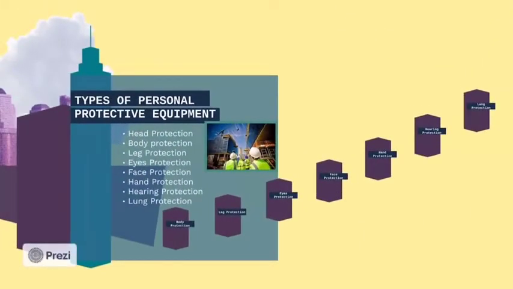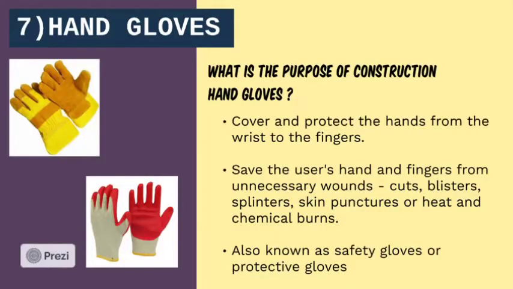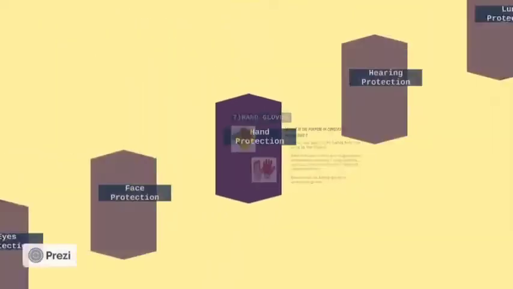Next, we move to the hand protection. The hand protection commonly used is the hand glove. What is the purpose of a construction hand glove? It covers and protects the hands from the wrist to the fingers, saving the user's hands and fingers from unnecessary wounds such as cuts, blisters, splinters, skin punctures, or heat and chemical burns. A hand glove is also known as a safety glove or protective glove.